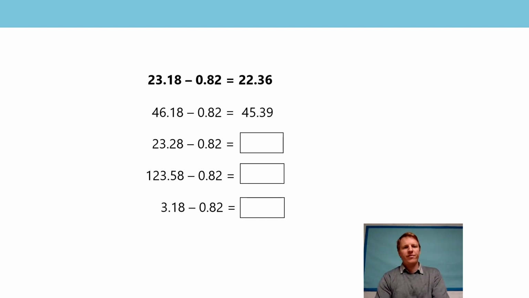So let's start with our first calculation. We've got 23.28 subtract 0.82 is equal to something. We could use our first calculation that we know all the values for, or our second one. My choice would be using the first calculation. Let's look at the minuend. Let's start at our hundredths column. 8 hundredths has stayed the same. 1/10 has changed to be 2/10.